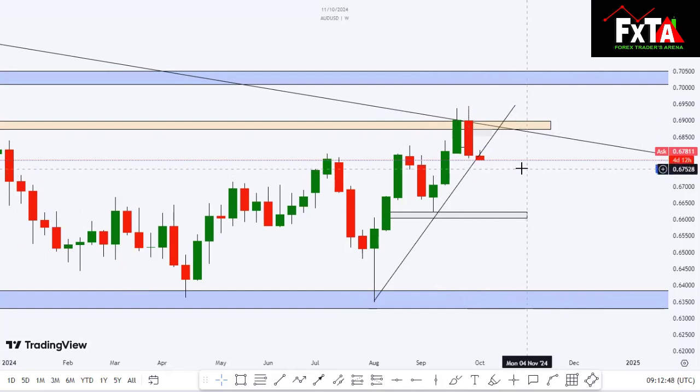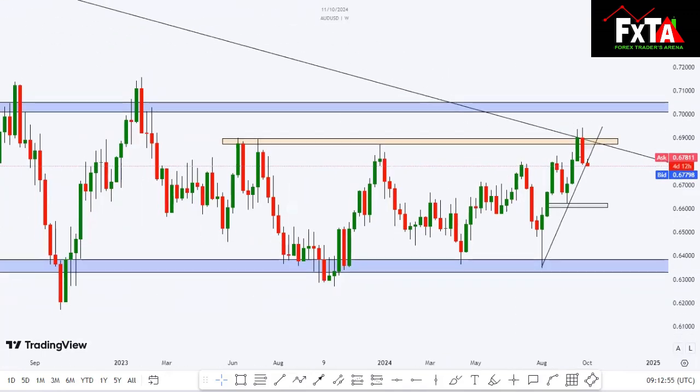So all our confluences are in place for sales, but we cannot take a trade on the weekly time frame. So we need to switch to the daily time frame to see it more clearly.